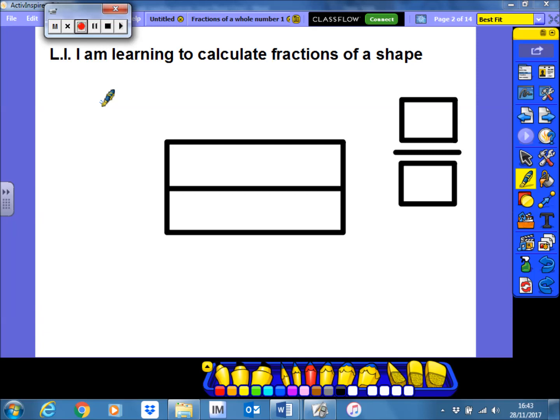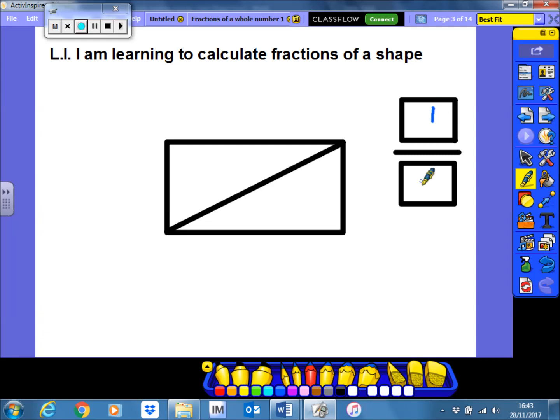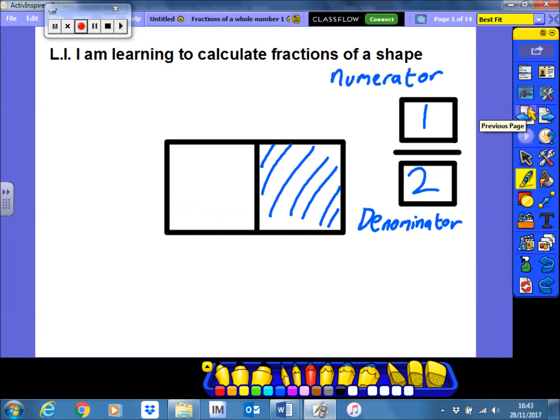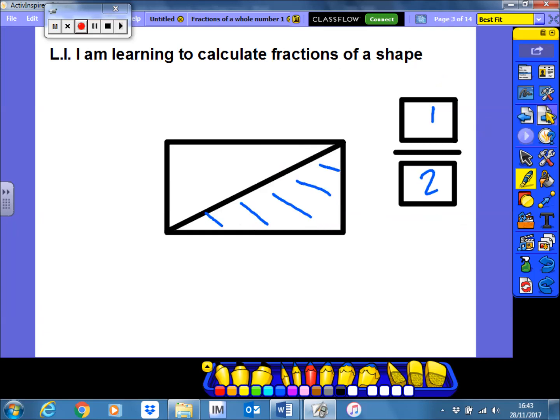Now, a half can be displayed in lots of different ways. This shape as well has been split into a half, but it's been divided up in a slightly different way. But it is still the exact same fraction, just split up differently. Similarly, this rectangle is also a half. Each one of these 3 fractions contains the same amount of the shape. Because these shapes are all the same, this half is exactly the same amount as this half, as it is to this half. They are all the same proportion of the shape.